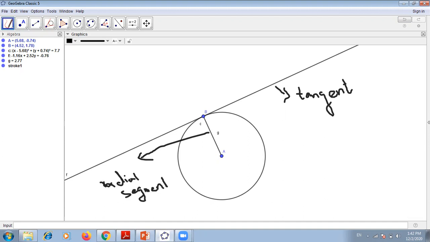So according to our theorem, the angle between these two should be 90 degrees. So we will measure it and try to prove it. I mark a point C here and I'm measuring angle ABC. You can see that it is equal to 90 degrees. So it means that any tangent and radial segment are always perpendicular to each other. That we have to remember. Means the angle between them should be equal to 90 degrees.